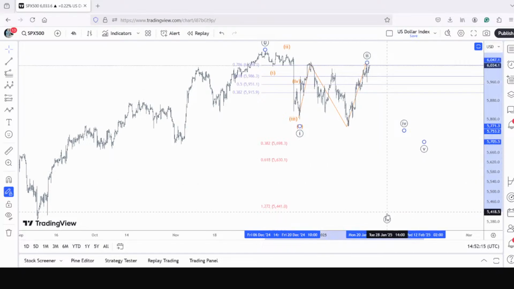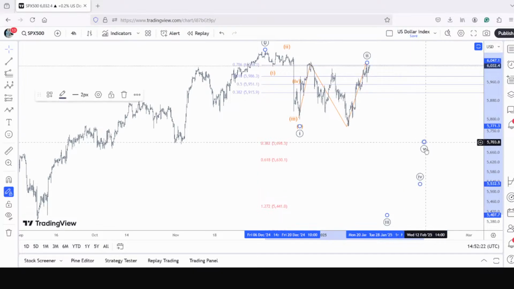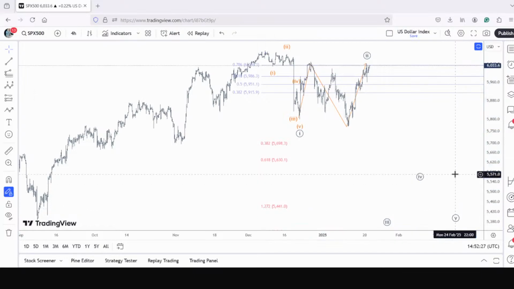You never know if the third wave is extended. I would like to see it extended most of the time when there's a major trend reversal at a larger degree. Wave three is always extended mostly.